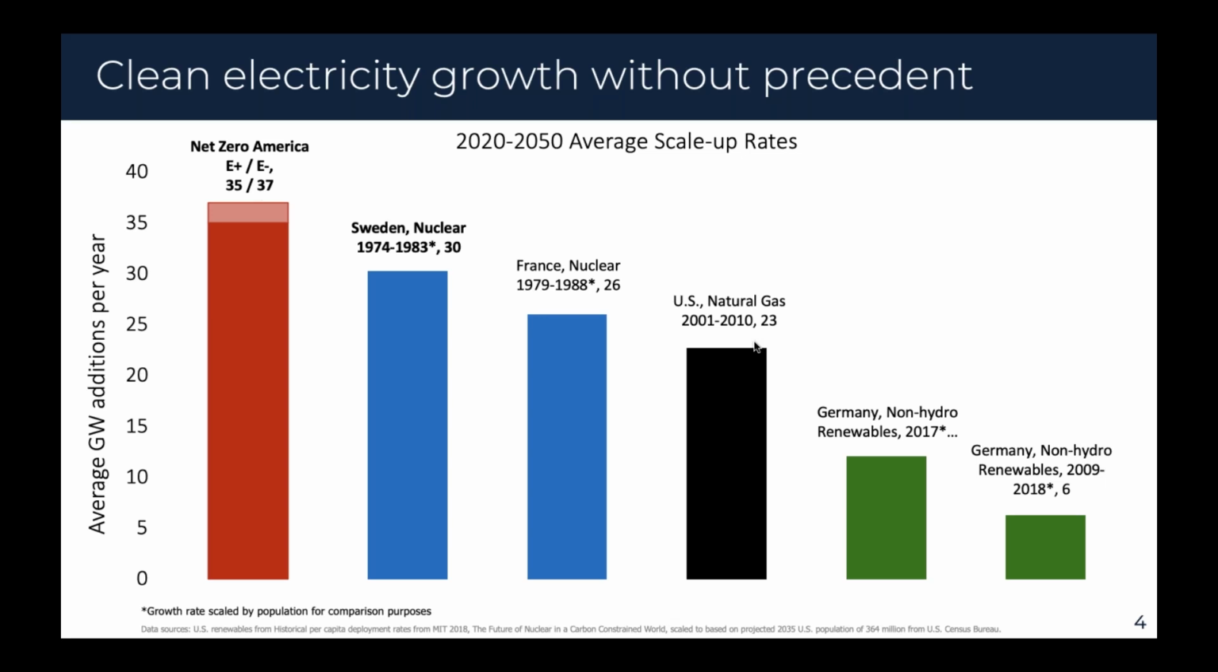Elsewhere, we can look at France and Sweden, which have the fastest sustained annual growth rates of low carbon resources that we can find in the records. And in the late 1970s and 1980s, they brought online the equivalent in population adjusted terms of 26 to 30 average gigawatts. So that's starting to get close to the rates that we need to see.